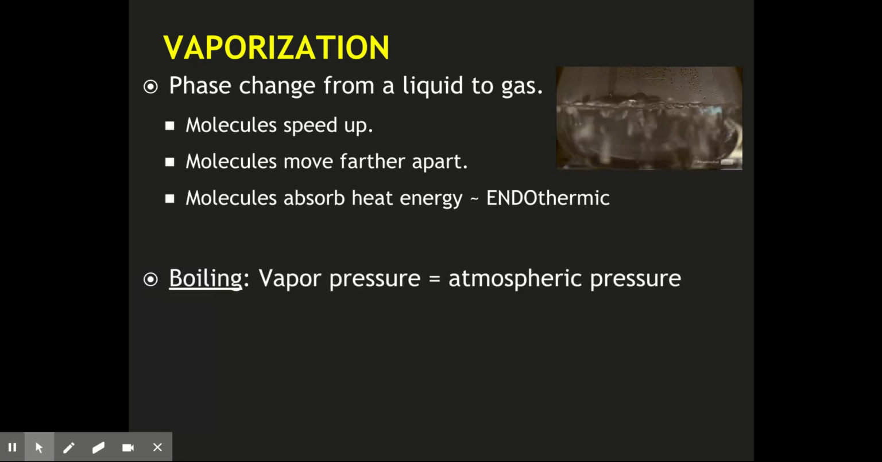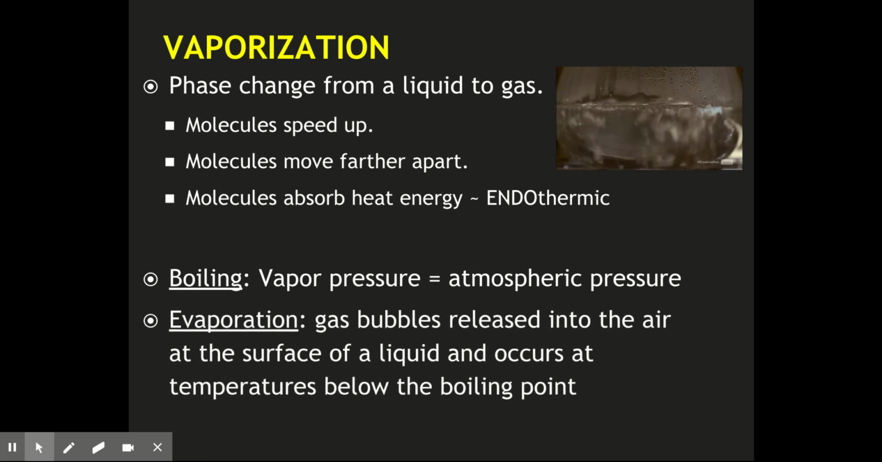So when you boil water, at the boiling point, the vapor pressure, the pressure of the vapor, is equal to the atmospheric pressure. Okay? Atmospheric pressure is going to be different depending on where you are in relativity to the atmosphere. Okay?